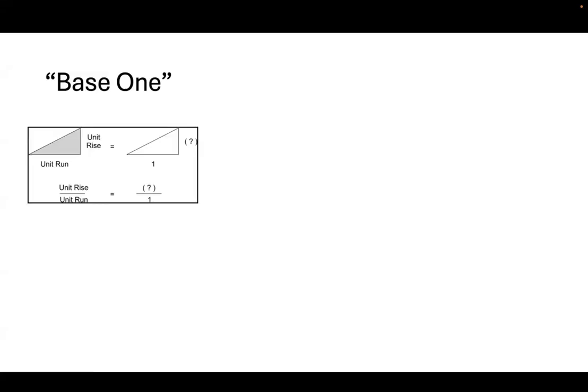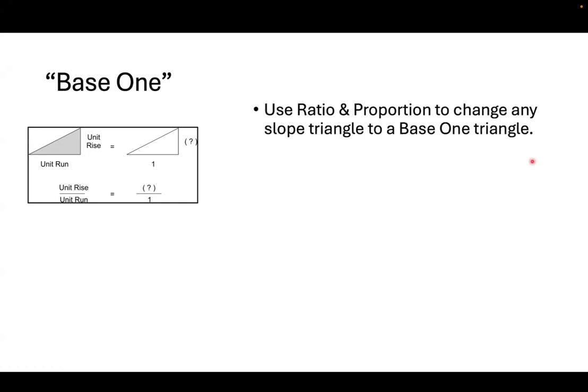Whenever we have a roof, it's going to have a slope that'll usually be given to us. A slope is nothing but a ratio and proportion. There's a unit rise and a unit run. We want to use that ratio and proportion to change any triangle to a base 1 triangle. So instead of having, let's say, 180 over 250, 7 over 12, or 1 over 2.4, whatever it may be, we want to turn that unit run into a 1, which means we divide it by itself. And then we have to do the same to the unit rise.